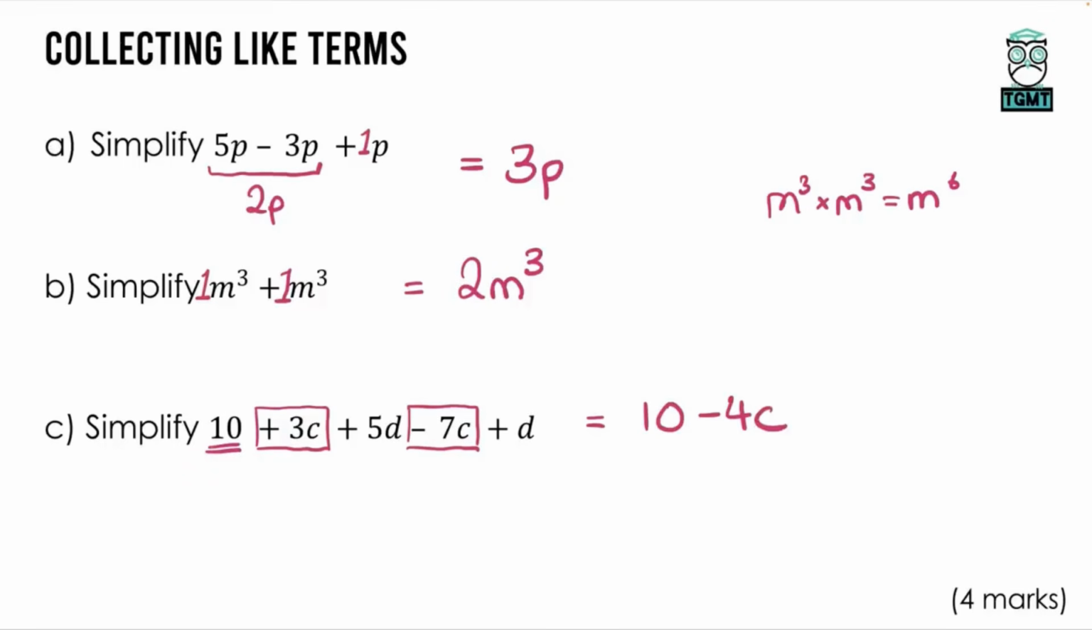If you're not 100% confident with negatives, just use your calculator. We are practicing for using a calculator with this video, so we're going to use this at every opportunity. For the d there, we have 5d and we have 1d, again writing that 1 in. Both a positive, so that's a nice one. We have 5 plus 1, which is plus 6d. And there we go, there's our final answer, 10 take away 4c and plus 6d.